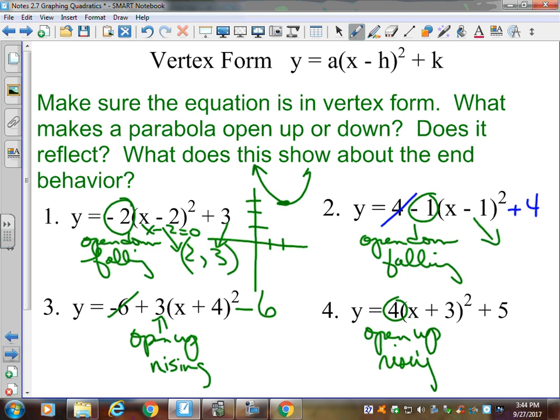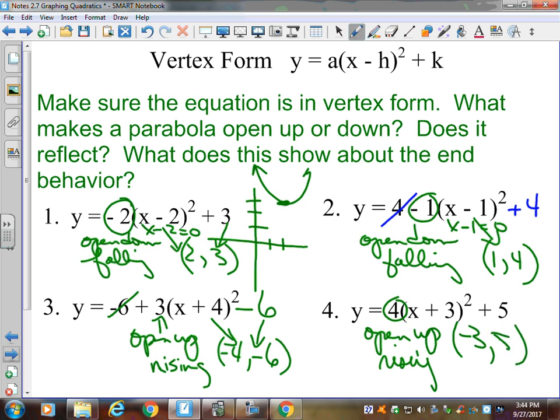So in this one, it would be 1, 4, because again, x minus 1 equal to 0, you'd have to add 1 to get rid of the minus 1. So what would it be in this one? That's right, it'll be negative 4, negative 6, because you got to make it the opposite. And the last one would be negative 3, 5, because you got to make the x part the opposite.